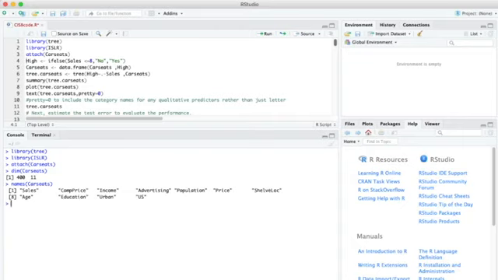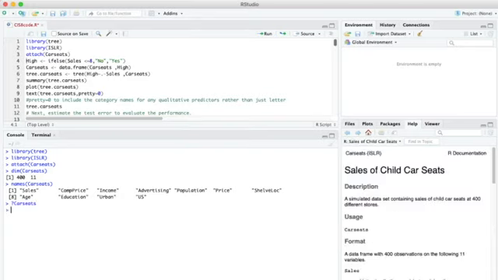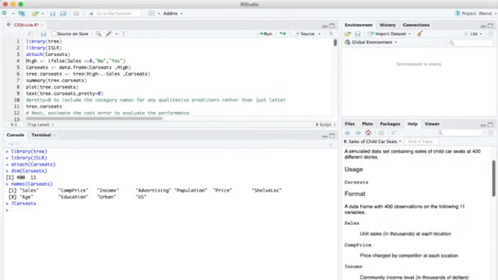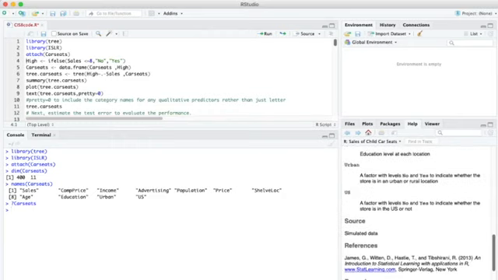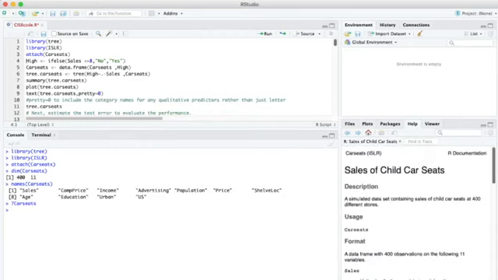If you want to know more about this dataset, again, we just type in question mark Carseats. So we know that this is the dataset on the sales of child car seats. And this is a simulated dataset containing the sales of child car seats at 400 different stores. And this is the information on all the variables that you can read.